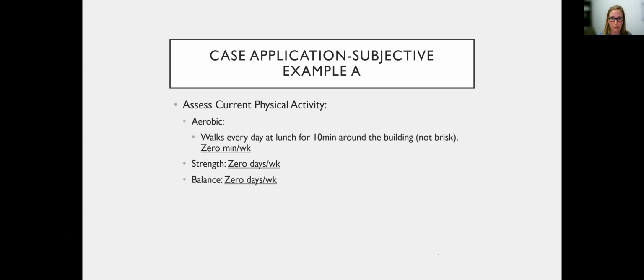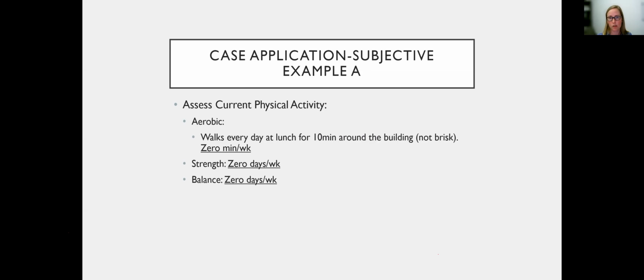It's a big building he works in, and he would walk around the building just to get up and out of his office. But it wasn't a brisk walk, it was a very slow-paced walk, and he might stop and talk to others along the way. Now, this is great. I would really want to emphasize the importance of what he's doing, because that is something. But it does not meet those recommendations of the 150 minutes of moderate activity. So we'd say 0 there.